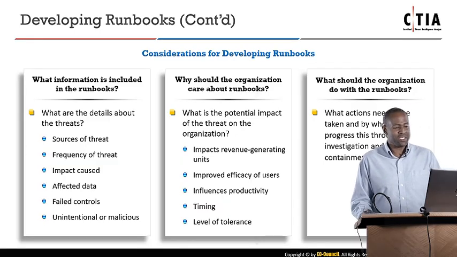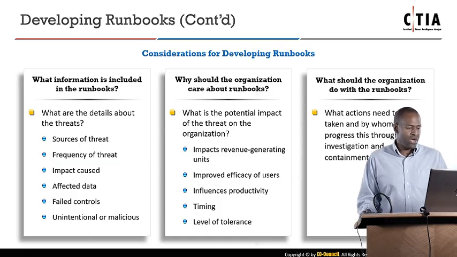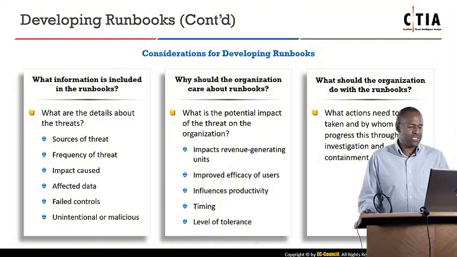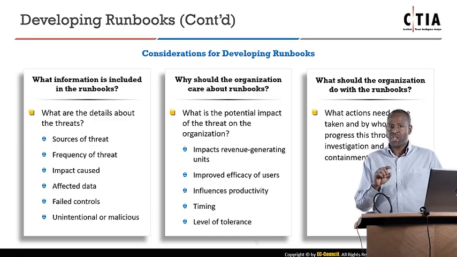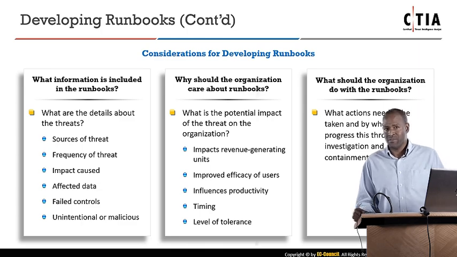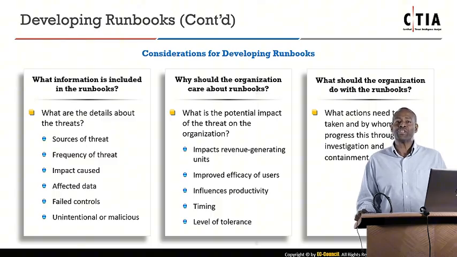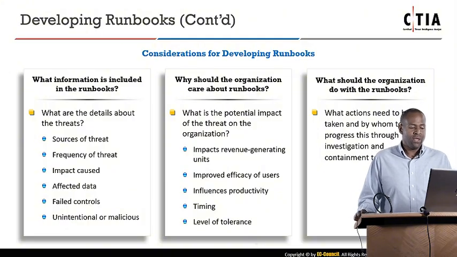Now let's look at some considerations for developing runbooks. So what information should you include in runbooks? For instance, we want details about threats, the source, frequency, impact, affected data, failed controls, and maybe if it was unintentional or malicious. Which one was it? Because we do have internal threats many times that are unintentional. So those are things that should be included in the runbook.